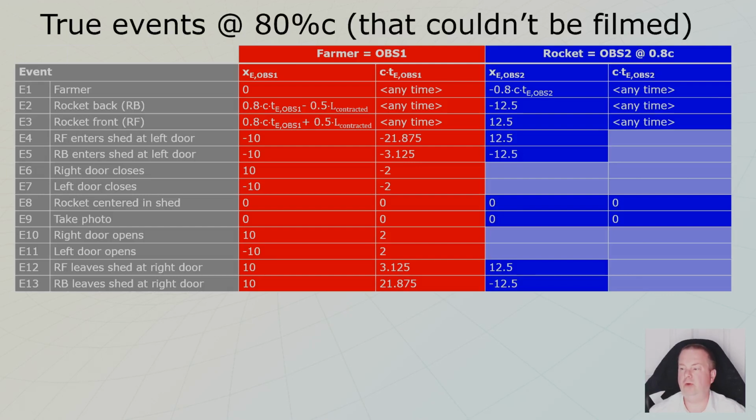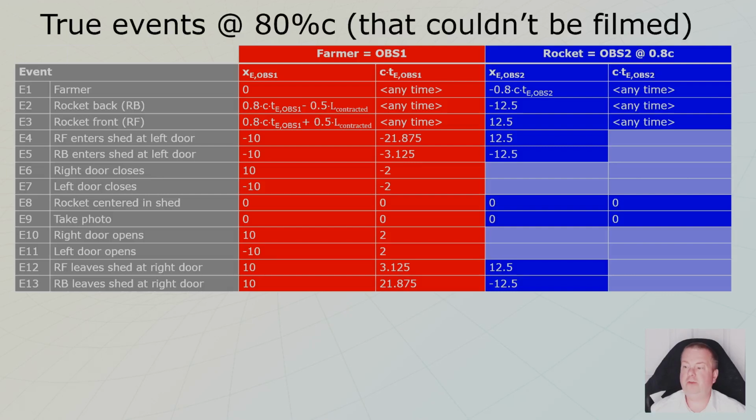In this case I've chosen to put C times time instead of X over C. If you watch the clip on the space-time diagram, you know that you can either go for X over C versus T or X versus CT, and I've chosen X versus CT here. So location and time for the events 1 through 13 in the red. The farmer's location will always be 0. He defines the origin of his frame of reference. So any time he will be at 0.